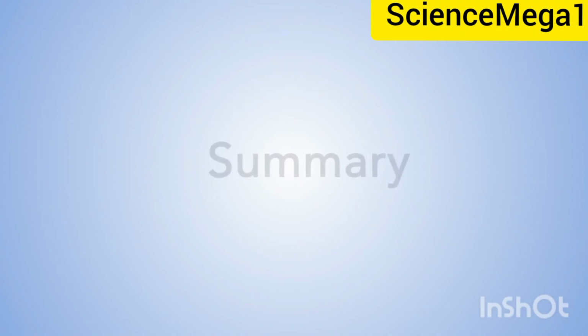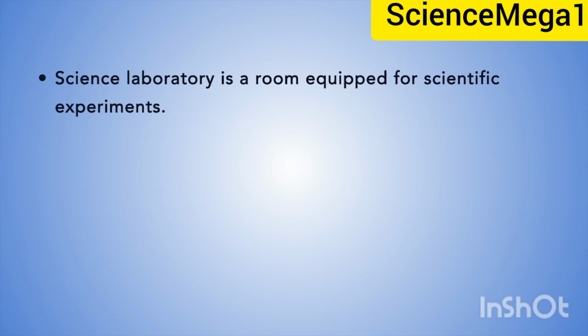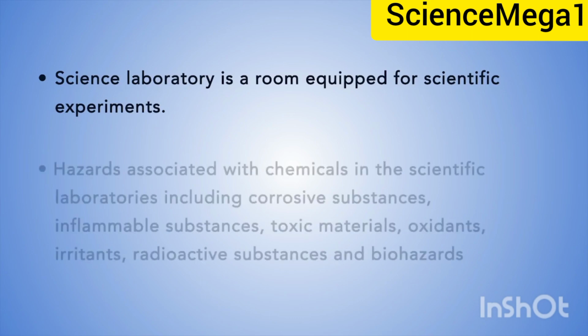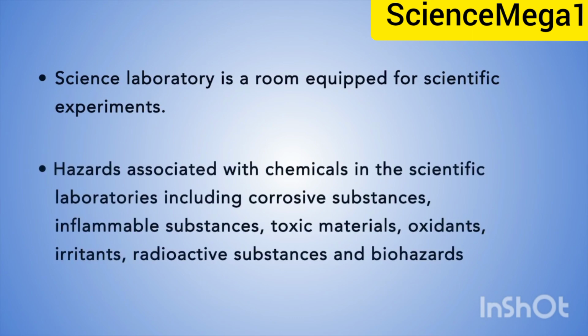Now let us end today's lesson by looking at a summary of what you've looked at so far. 1. We looked at the science laboratory as a room equipped for scientific experiments. 2. We also looked at hazards associated with chemicals in scientific laboratories, including corrosive substances, inflammable substances, toxic materials, oxidants, irritants, radioactive substances, and biohazards.